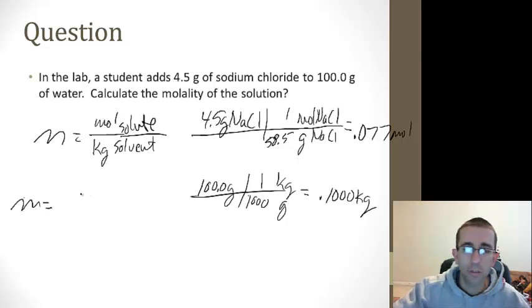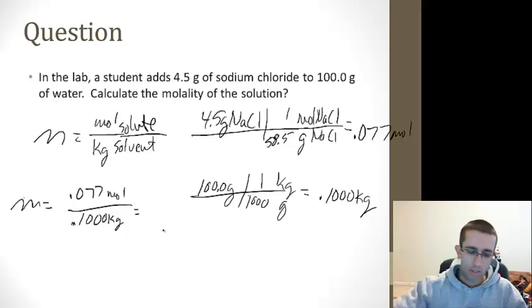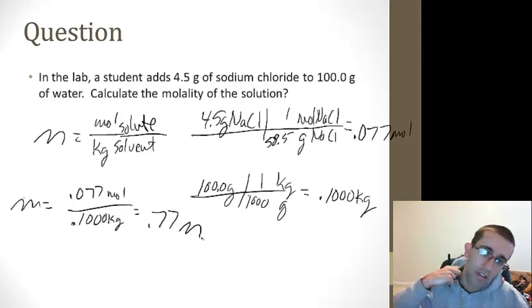Plug this in. Molality is equal to 0.077 moles divided by 0.1000 kilograms. So 0.077 divided by 0.1000 is equal to 0.77 molal solution.